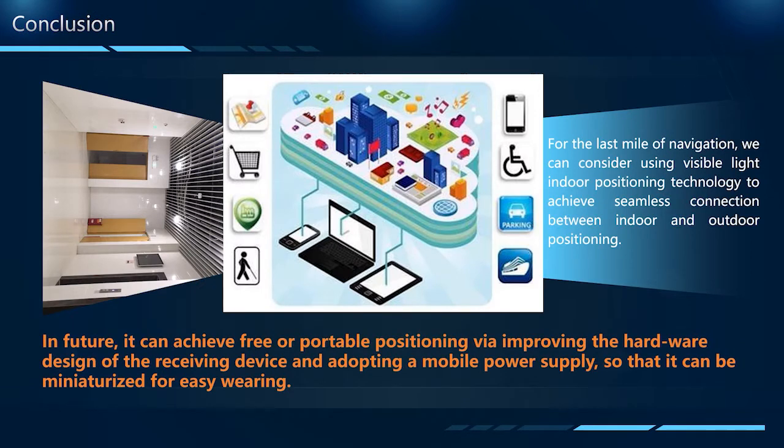In future, it can achieve free or portable positioning while improving the hardware design of the receiving device and adopting a mobile power supply, so that it can be minimized for easy wearing. And for the last mile of navigation, we can consider using visible light indoor positioning technology to achieve seamless connection between indoor and outdoor positioning.